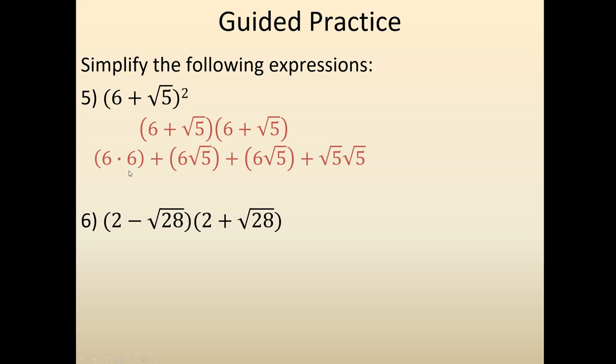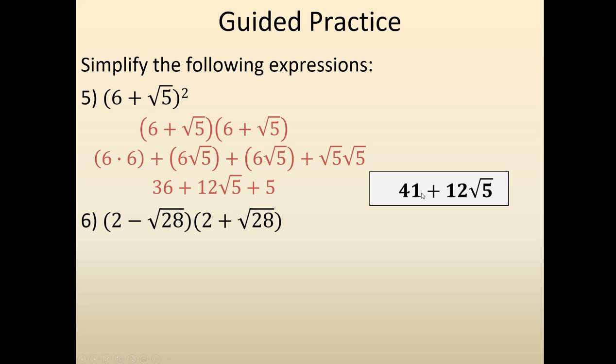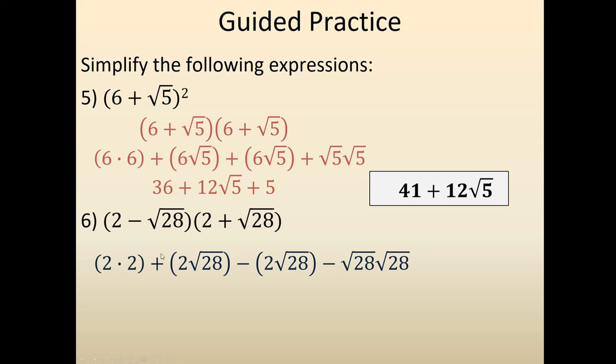6 times 6 is 36. The middle terms add up because they're like terms to be 12 rad 5. And then radical 5 times radical 5 is just 5. So doing all this and simplifying, we get 41 plus 12 rad 5. And then the last one, same thing as before, we're going to distribute. This time, because of the signs, we end up having plus 2 rad 28 minus 2 rad 28. These are going to cancel each other out. So we end up having 2 times 2, which is 4, and rad 28 times rad 28, which is minus 28. Simplifying this gets us negative 24.